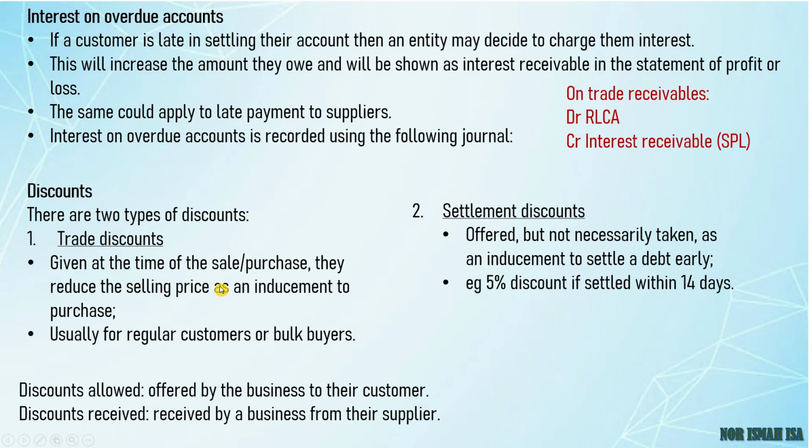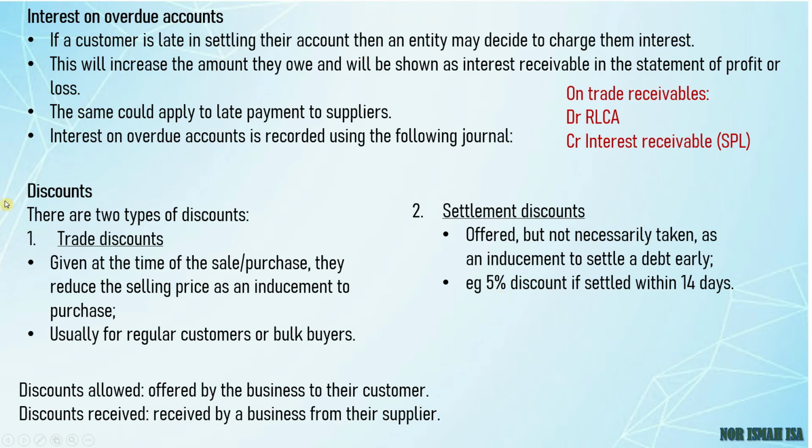So the amount that should go to the accounting record must be the amount net after minus the trade discount. And secondly, the settlement discount offered but not necessarily taken as inducement to settle a debt early. So this one is to settle debt, and this one is to increase the purchases, the sales. Example, 5% discount if settled within 14 days. So if the customer, the receivable, paid within 14 days, this receivable is entitled to get the 5% discount.